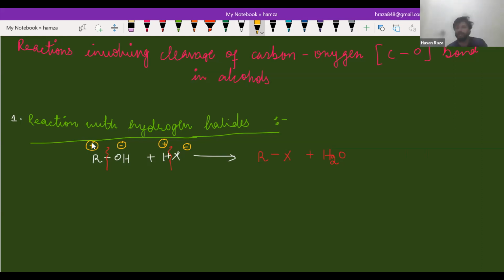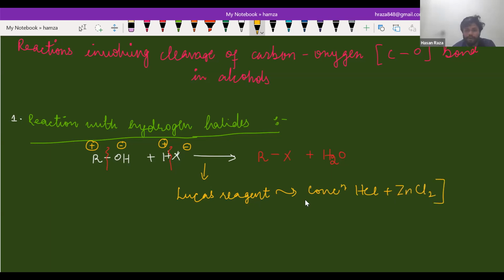Now this reaction requires a reagent that is known as Lucas reagent, which is very famous and very important. Lucas reagent is basically concentrated HCl plus ZnCl2. So if you react alcohol with hydrogen halide in the presence of concentrated hydrochloric acid and ZnCl2, then you will get haloalkane along with water. Is that clear?